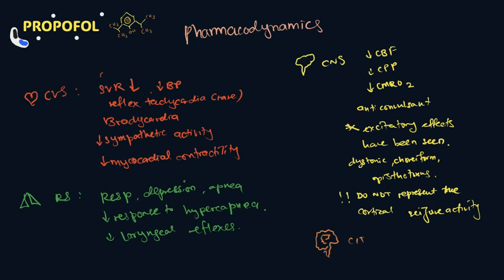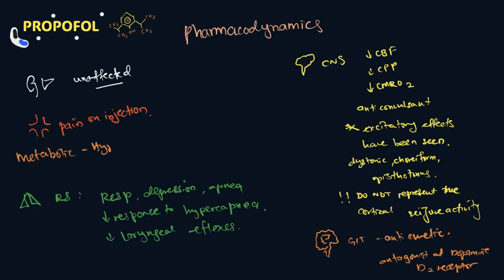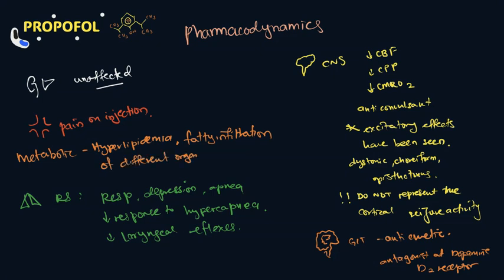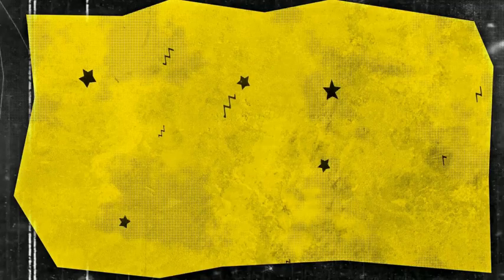Gastrointestinal tract. Propofol has an antiemetic effect. This can be due to antagonism of the dopamine D2 receptor. Propofol has no effect on the kidneys and the liver. It causes pain on injection. Metabolic. Propofol causes hyperlipidemia. Fatty infiltration of different organs is also seen. And some miscellaneous effects seen with the usage of propofol include hair and urine turning green.